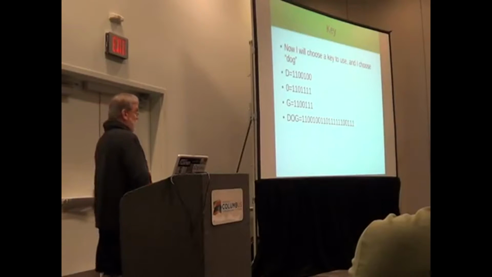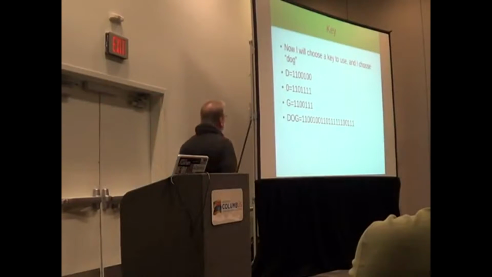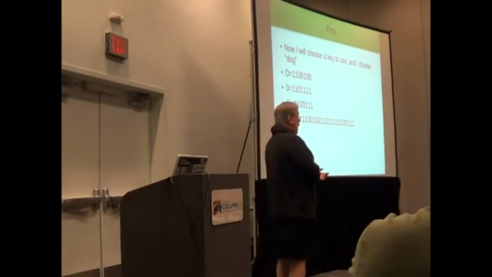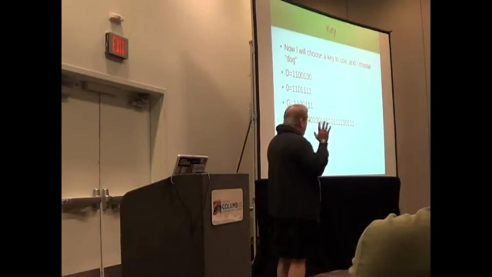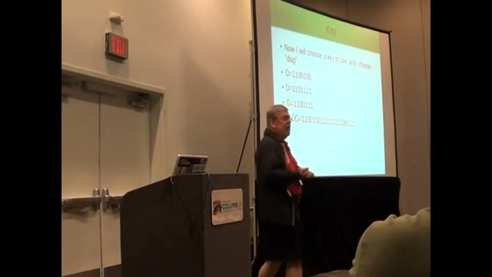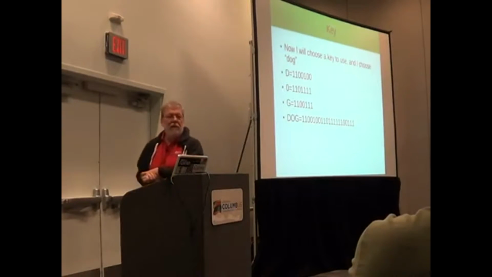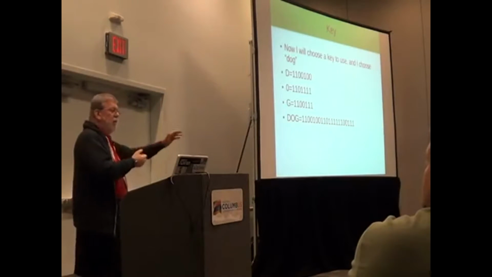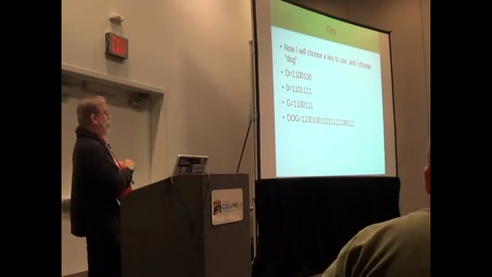Then I have a key, and I've decided to use as a key dog. Now, this key is the secret part, right? This is the thing that I'd have to agree on. So I could go to Tom and say, I'm going to send you a message. The key is dog.